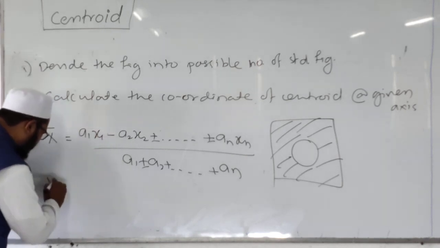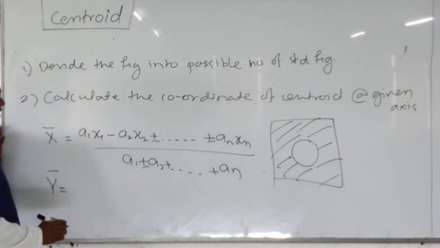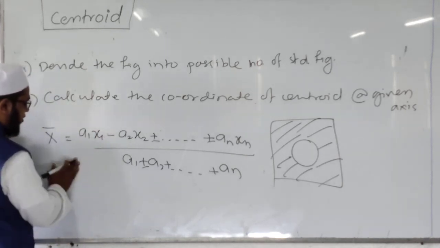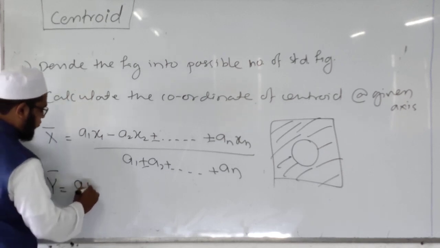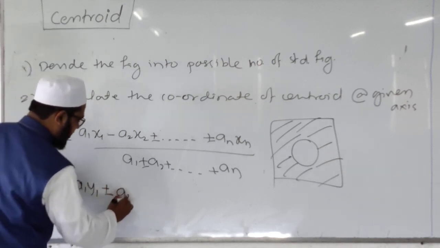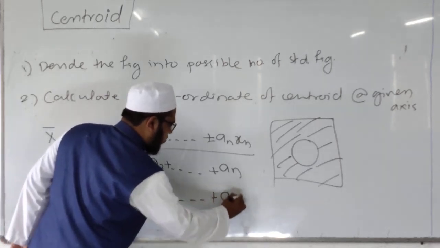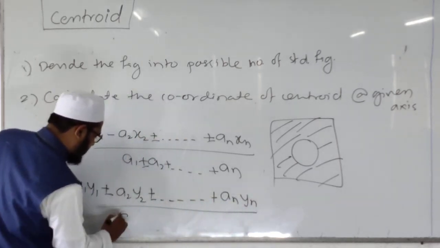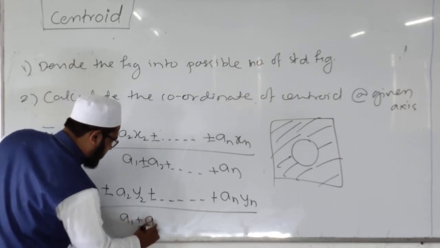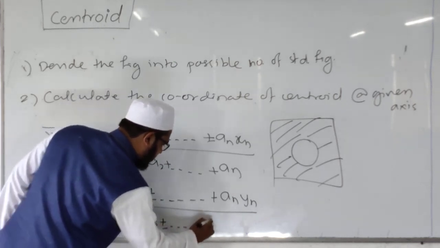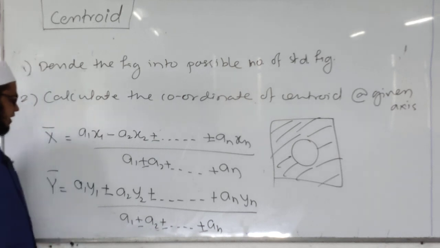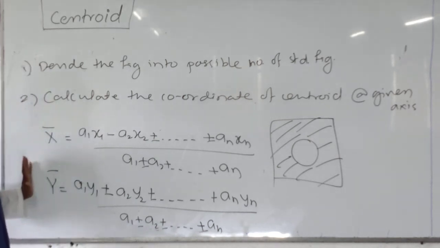Okay. Similarly, we will calculate the y coordinate of the centroid: a1 y1 plus or minus a2 y2 plus or minus an yn, divided by a1 plus or minus a2 plus or minus an. That is the formula for the y coordinate of the centroid.